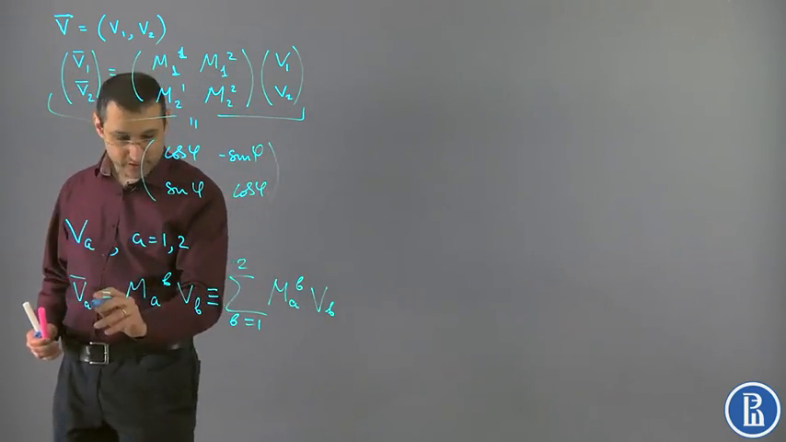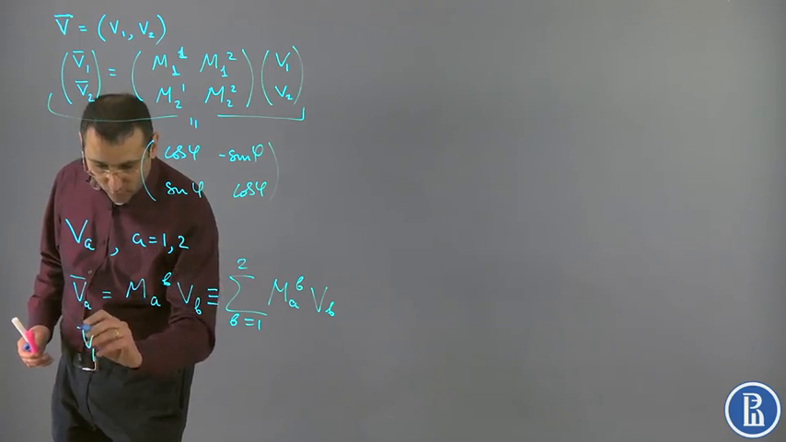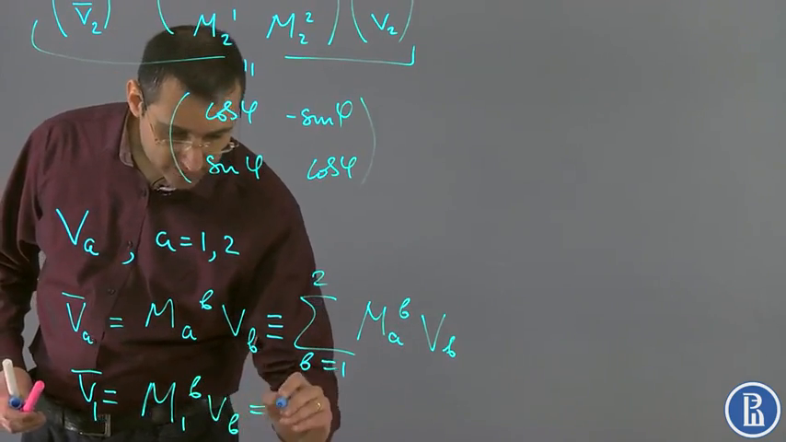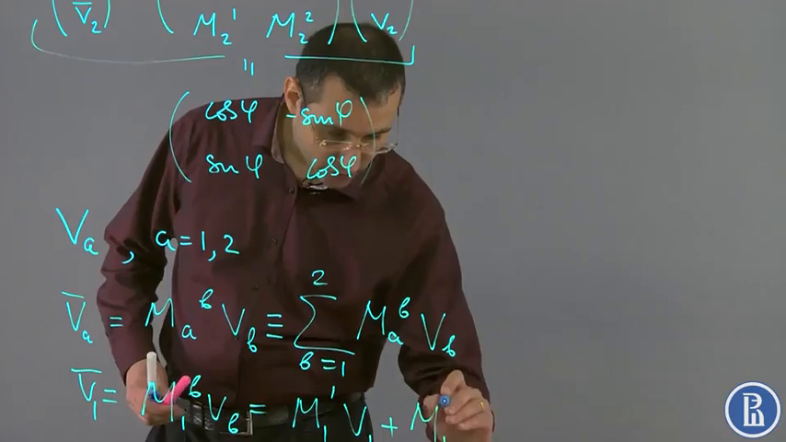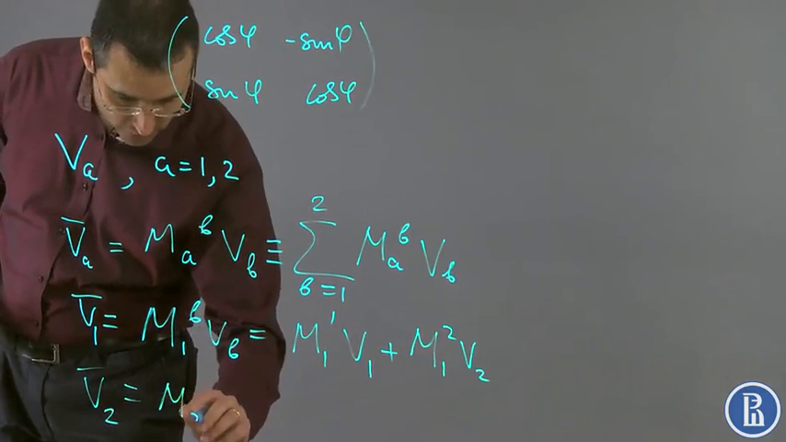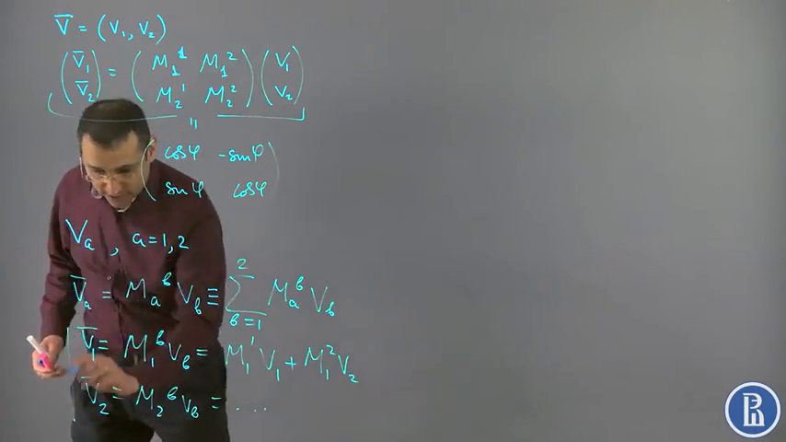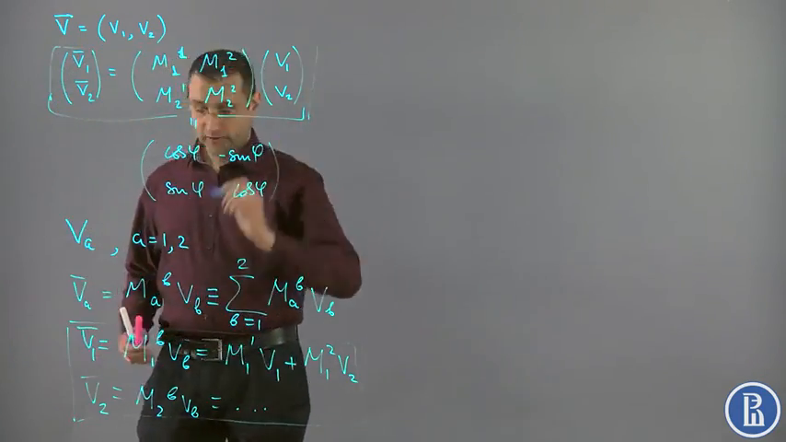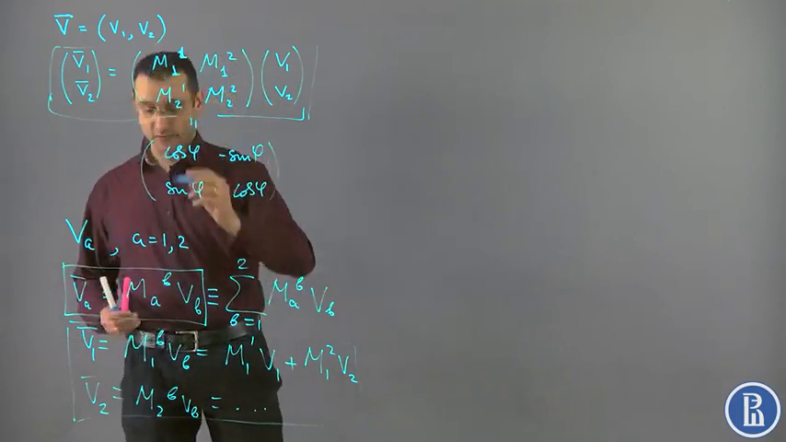Explicitly, this is just two equations, one for each value of a. So we have v1 bar, which is just M_1b V_b, which is M_11 V_1 plus M_12 V_2. And similarly for v2 bar, M_2b V_b, and so forth, obviously. So this is actually the same equality as this one. This equality in tensor notation has the same meaning as this one.